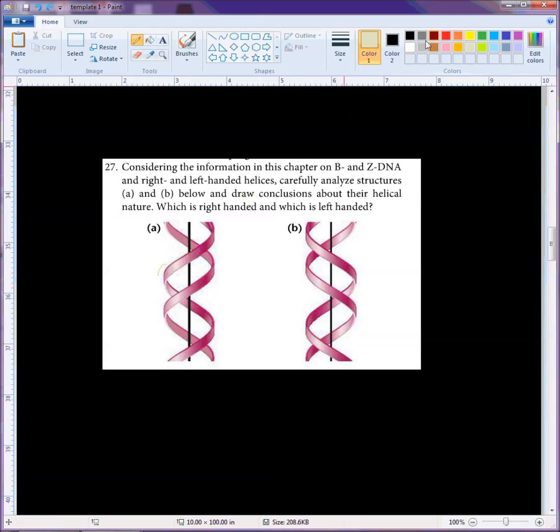This is not a very good color. I'm going to use this color. Okay, there we go. So I'm putting my fingers, wrapping them around the strand. I want my fingers to touch the phosphate backbones of this DNA here. And I'm going to color that in. I'm coloring in my fingers here.